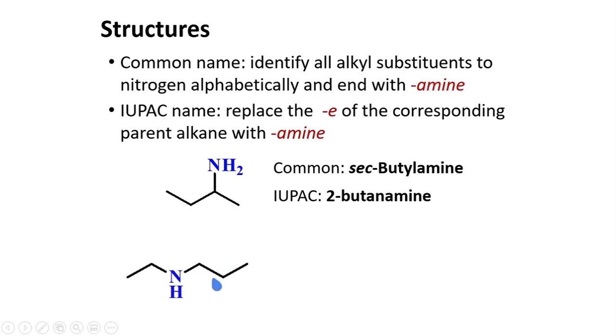Now, in here, the common name uses alphabetical ordering. So, this group attached to the nitrogen is ethyl. The other side is propyl. The name of this compound is ethyl propylamine.